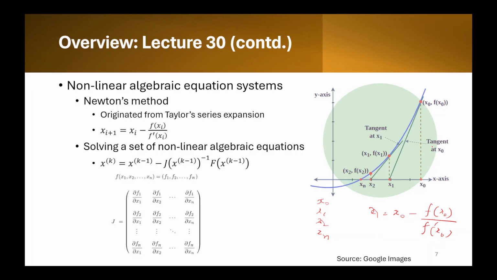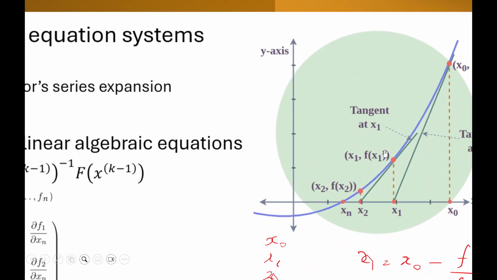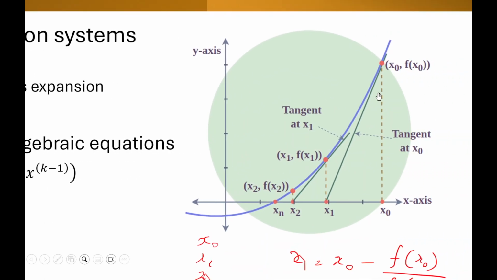So Newton's method is shown here graphically as well. Suppose this is the initial guess x naught and f(x naught). You draw a tangent from here. It leads you to x1. Again, at this point, x1 comma f(x1), you draw a tangent. It leads you to x2, and you do it successively, and you reach a point where the tangent touches the curve intersecting at the x-axis. So that is your solution.